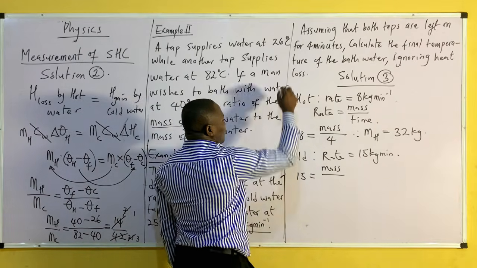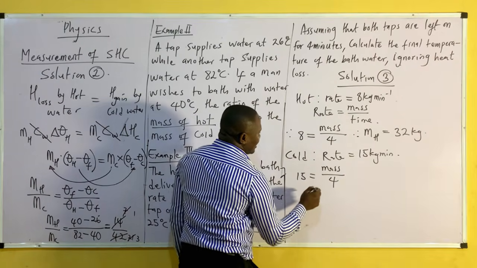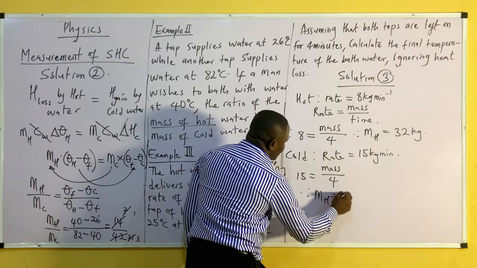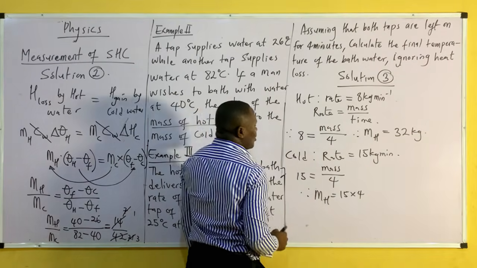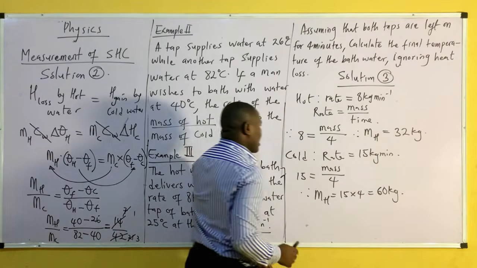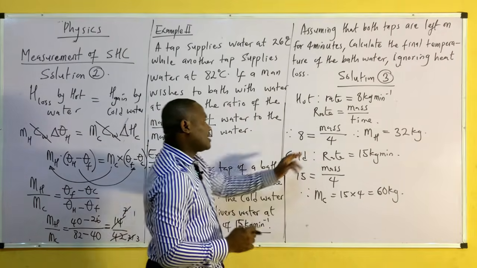What is the time? 4 minutes over 4. So, therefore, what is now the mass of hot? Therefore, the mass of hot is now equal to 15 times 4. That will now be equal to 60 kg. Sorry, that is the mass of cold, not of hot. So we have the mass of hot.